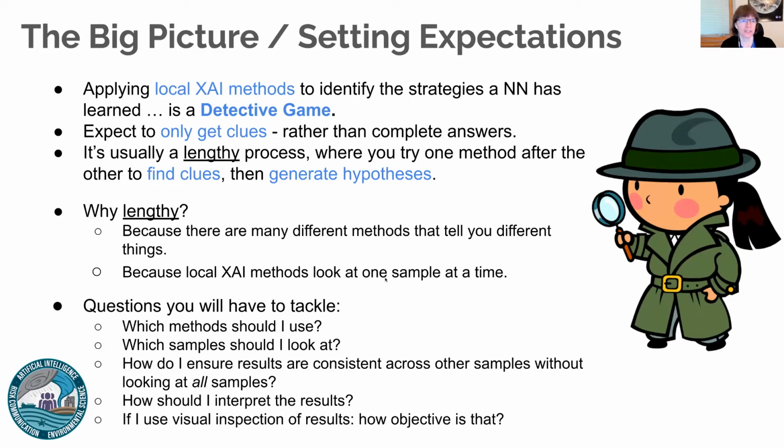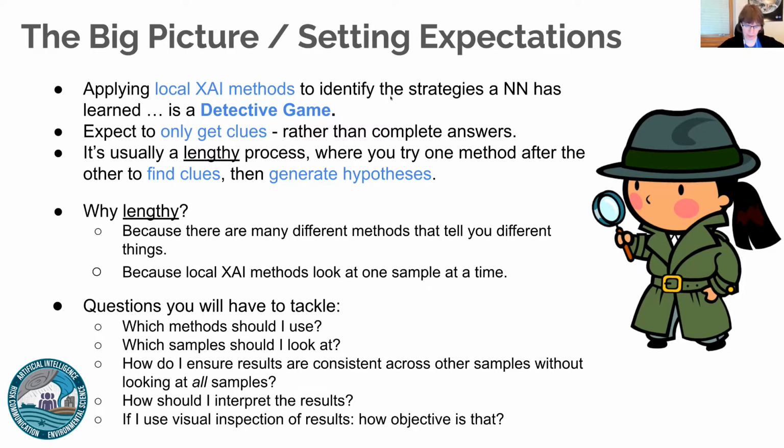Yes. So before we start diving into just a few of those methods, and honestly, only a few of those are used in our environmental science area, I just want to set the expectations for this. So applying local XAI methods, where you look at one sample at a time to identify the strategies a neural network has learned, is a detective game. So that's why I have this little detective icon here on the right. So you should only expect to get clues rather than complete answers.